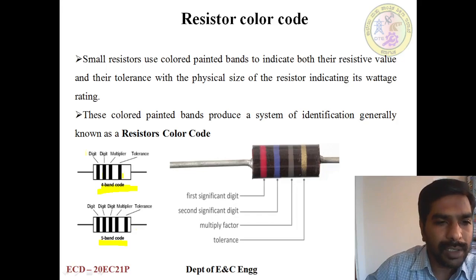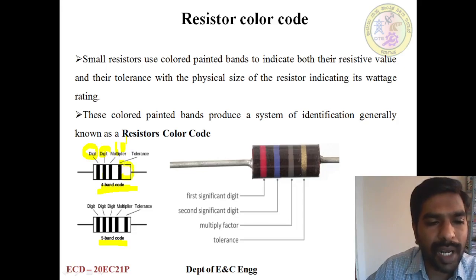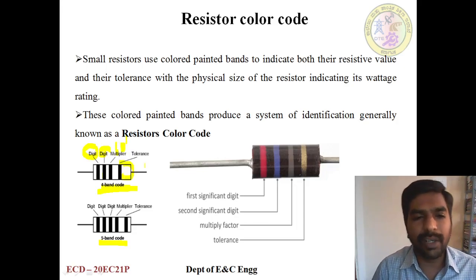In the 4 band resistor, the first band represents the first digit, and the second band represents the second digit. The third band represents the multiplier. Multiplier means 10 raised to the power of. Each color has a number, and that number will be placed here. That's why they call it a multiplier. And the last band is called tolerance. Tolerance means accuracy. It represents the range of the resistor value, how it is going to vary.